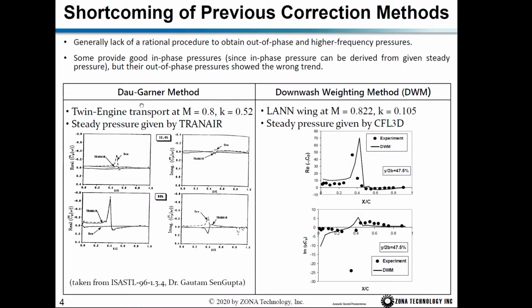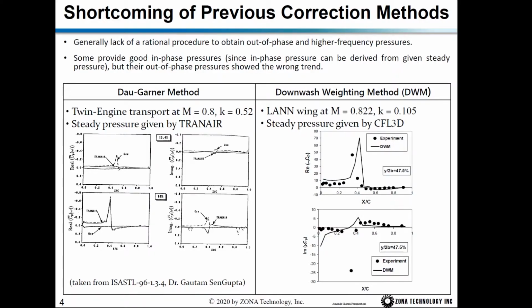And this is Dongano's method. This example case is a twin engine transport flutter model at this Mach number and this reduced frequency, and the steady pressure was given by TRANAIR. TRANAIR is the unsteady aerodynamic code developed by Boeing, which is shown by the solid line at two span stations. If you look at this span station, and the solid line for the real part of the unsteady Cp, the Dongano method matches well with the TRANAIR solution.